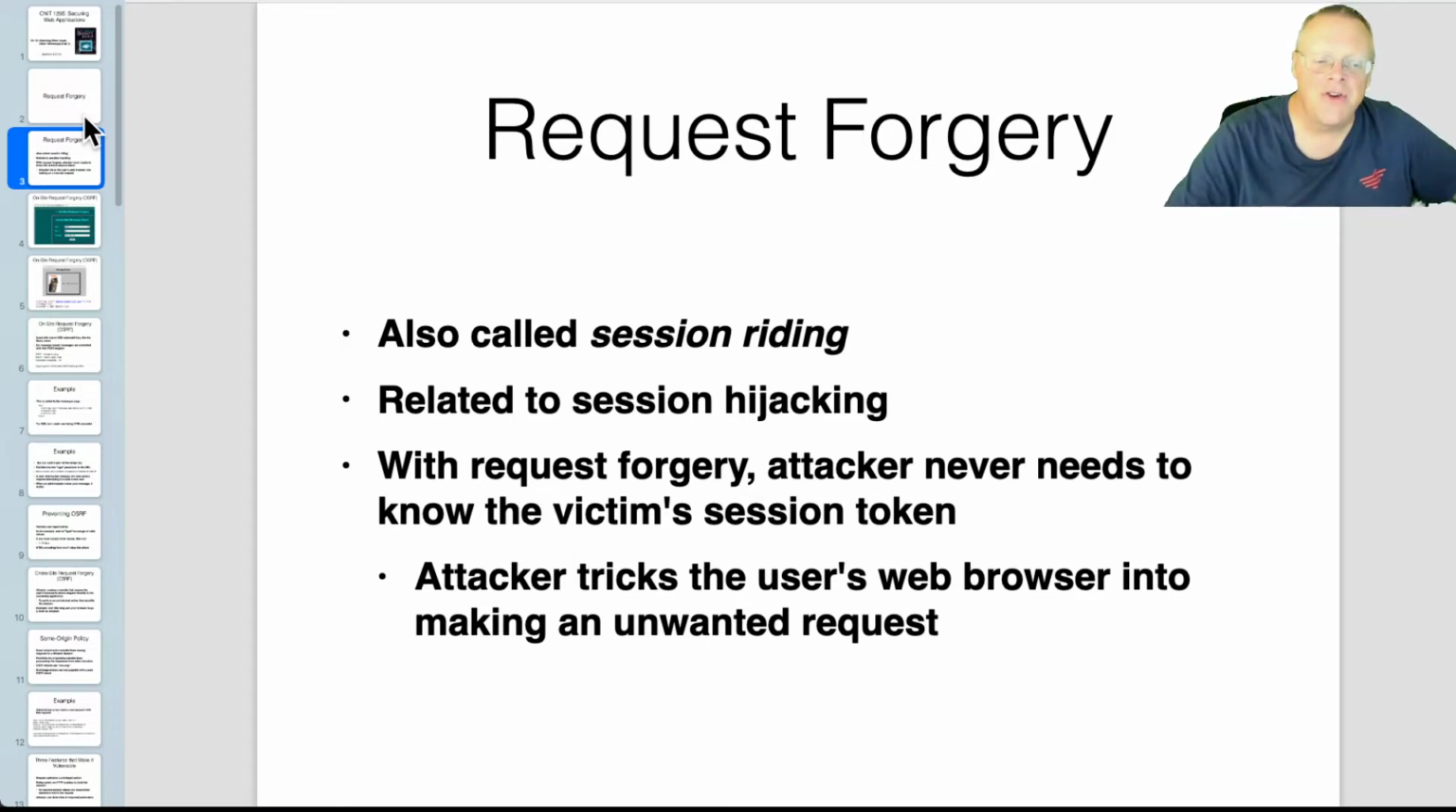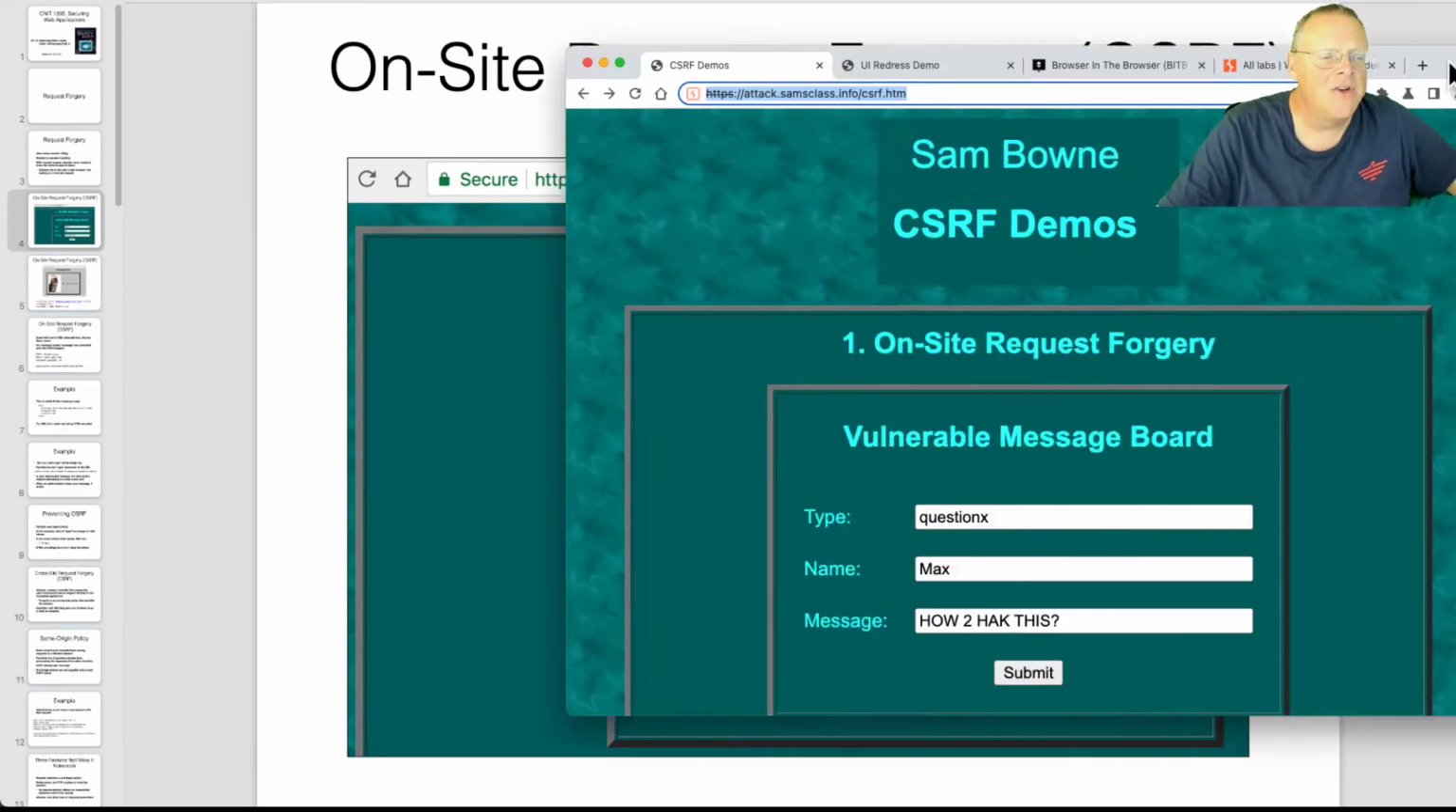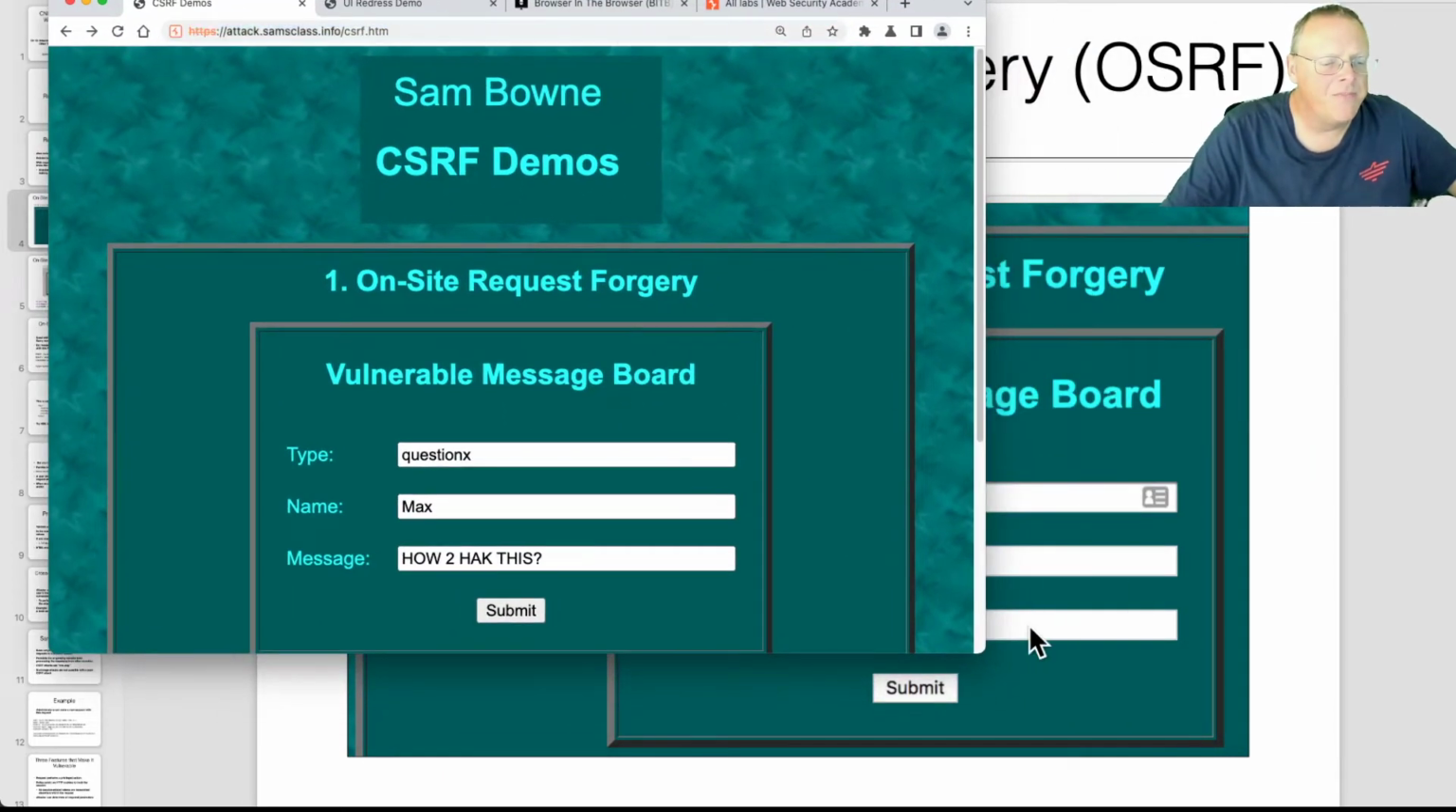So this is called session hijacking, session riding, where I never need to steal the token, I never need to touch it. The victim views the page, and the altered page does something unexpected to them without me having to be directly involved in that at all. So I've got an example of it here. This is the simple case, on-site request forgery.